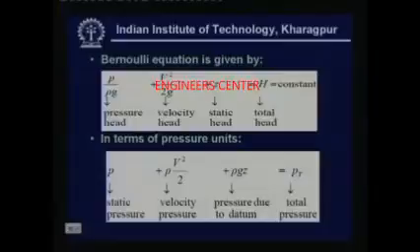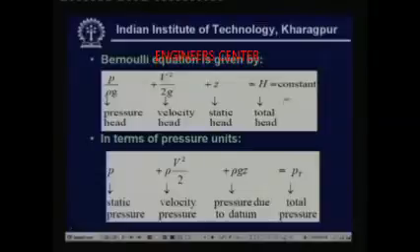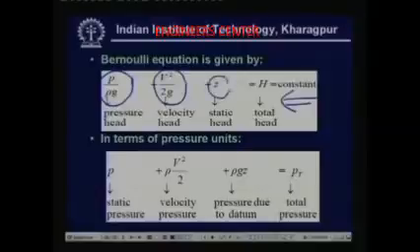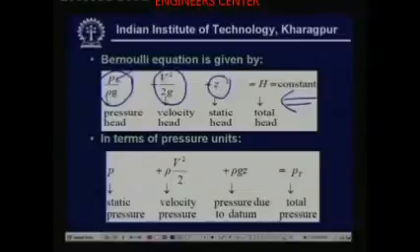Now the Bernoulli equation is given by this expression. You can write it in different forms. For example, if you write it in the form of head, that means in the form of pressure head, velocity head, static head and total head, you get this kind of an expression. Here this term, as you can see, is known as pressure head, and this term is known as velocity head, and this term is known as static head. And here P is the static pressure, rho is the density and g is the acceleration due to gravity, and v is the velocity of the fluid, and z is the elevation with reference to a datum.